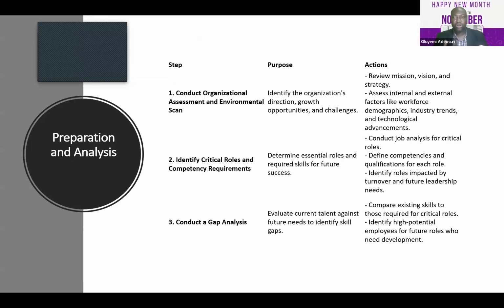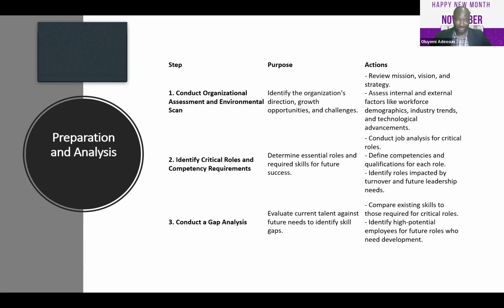All right. Then you need to also conduct job analysis of critical roles. If you don't conduct job analysis, you won't be able to get the core competencies, the critical competencies, and cross-functional competencies, the technical competencies for each role. After you have done this, you need to identify critical roles and the competency requirements.